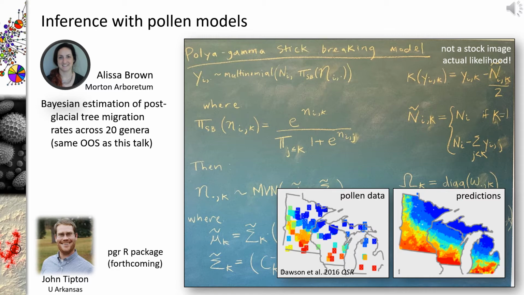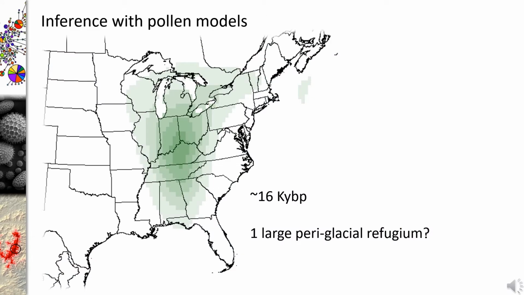The model is incorporated in the PGR package for R by her, John Tipton, and Andrea Dawson. Here are the predictions of a simplified version of the pollen model. As you can see, it suggests that the epicenter of ash abundance around 16,000 years ago was somewhere around the Ohio River Valley. The predictions out in the ocean are due to the fact that there actually was land during that time, but it's since disappeared due to sea level rise.